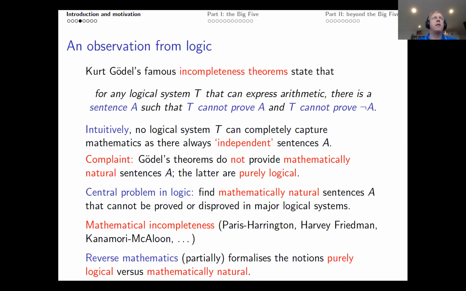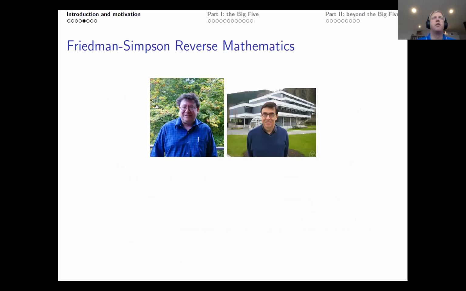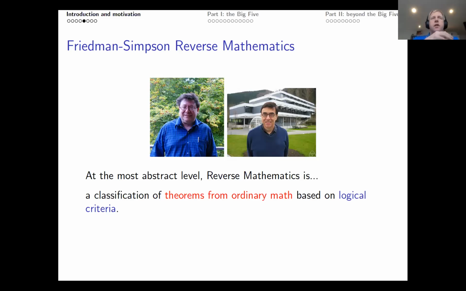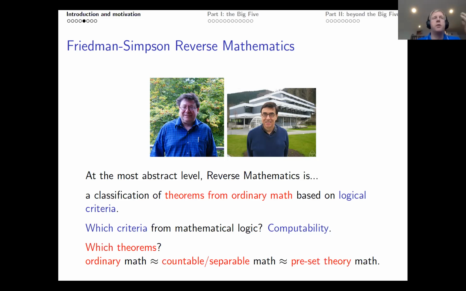So reverse math was initiated by Harvey Friedman around 1975 and developed extensively by Steve Simpson and his students and other people. At the most abstract level, reverse mathematics is a kind of classification of theorems from ordinary math based on purely logical criteria. And which criteria from mathematical logic are used? Computability, so computation.